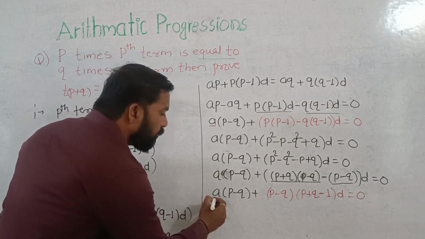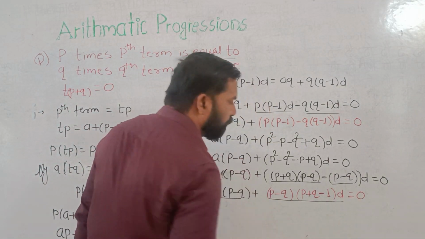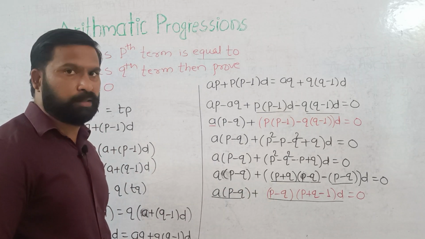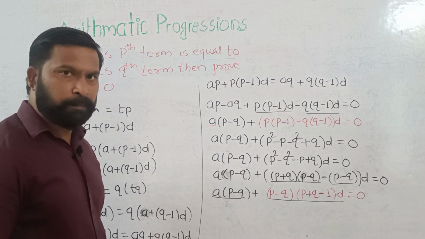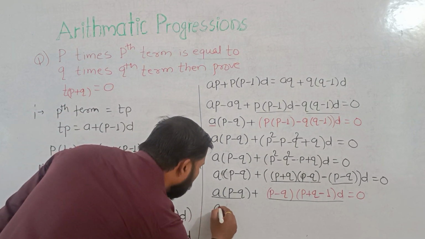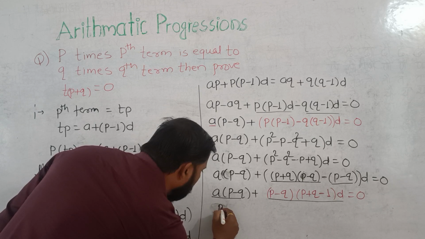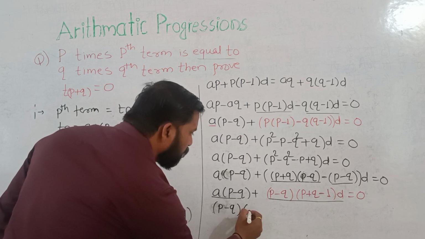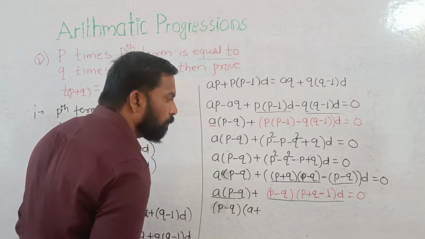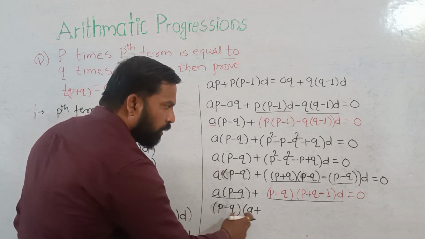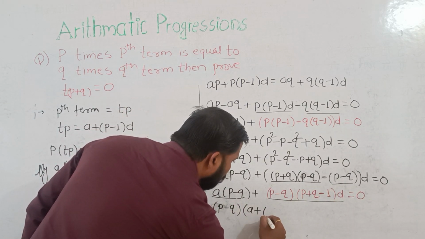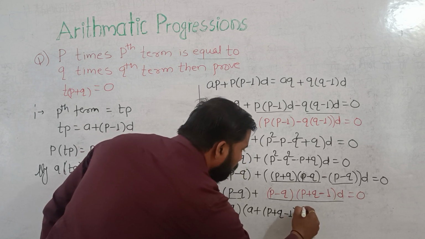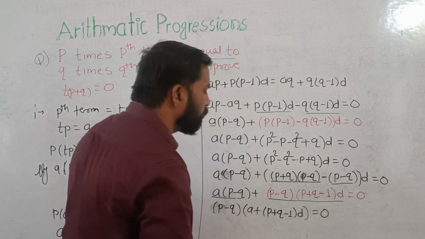Chalo. Now this is the one term and whole is the another term, as there is only multiplication between them. These two terms, what is common? If you observe, you can tell me. What is common? P minus Q is common. I will take P minus Q as a common. What will remain inside the bracket if P minus Q is outside? A and plus as it is. P minus Q is common. What will remain? Rest of the term. So P plus Q minus 1 into D, bracket close, is equal to 0.